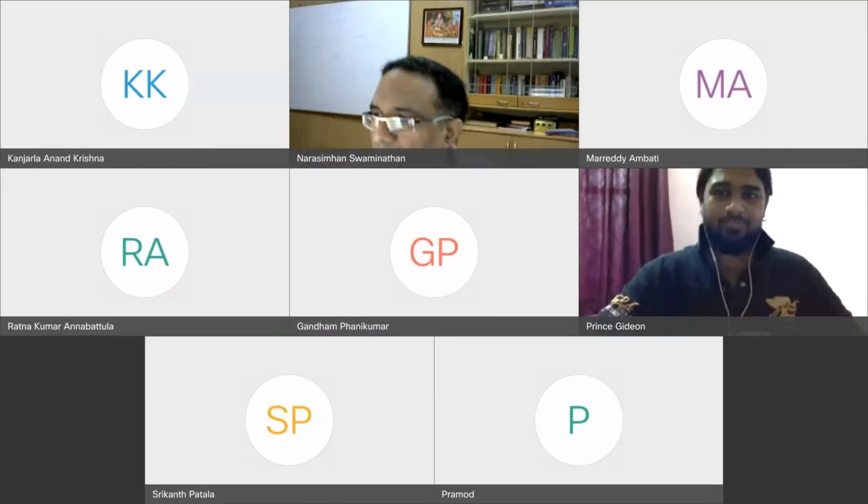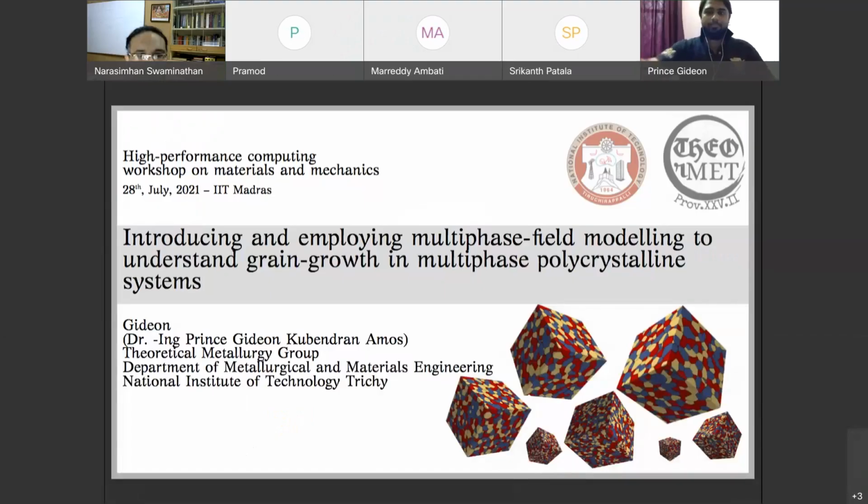Gideon from the Department of Metallurgical and Materials Engineering at NIT Trichy. He obtained his PhD from Karlsruhe Institute of Technology, Germany, in the area of phase field modeling. And he is going to be talking about introducing and employing multi-phase field modeling to understand grain growth in multi-phase polycrystalline systems.